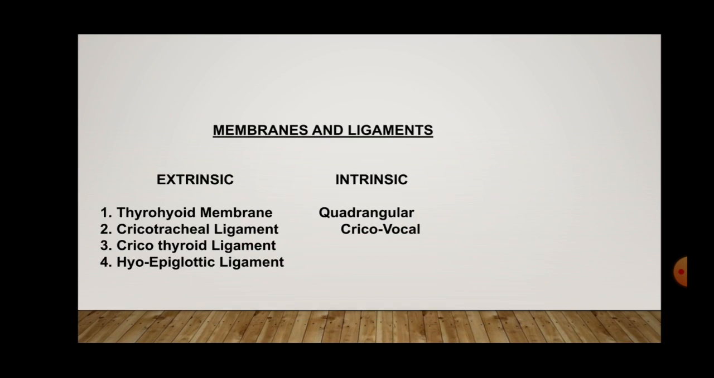Okay. So coming to the membranes and ligaments, you have extrinsic ligaments and intrinsic ligaments. The extrinsic ligaments are present outside. The intrinsic ligaments lie beneath the mucous membrane of the larynx. These are the extrinsic ligaments: the thyrohyoid membrane, cricotracheal ligament, cricothyroid ligament and hyoepiglottic ligament. The intrinsic membranes are the quadrangular membrane and the cricovocal ligament.